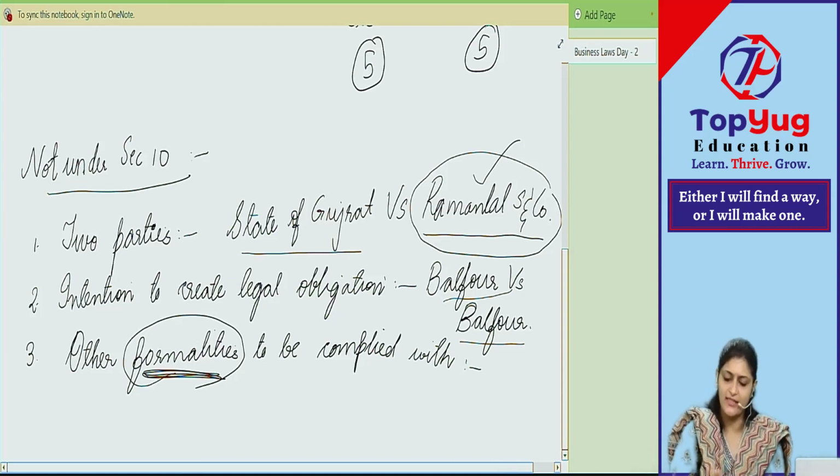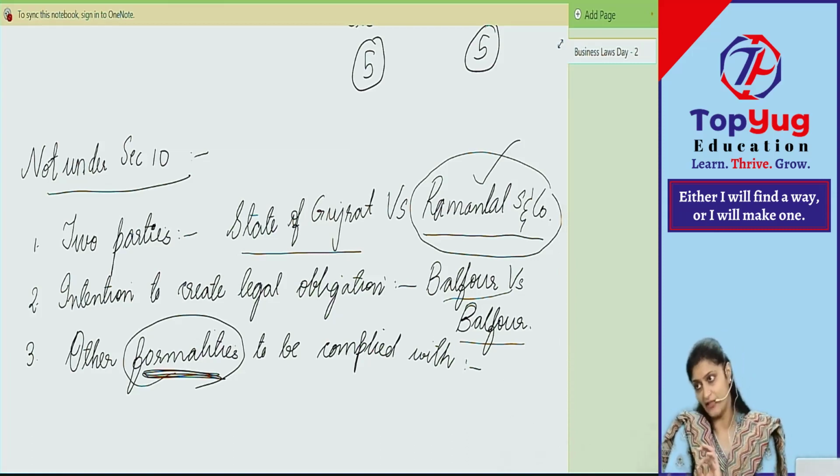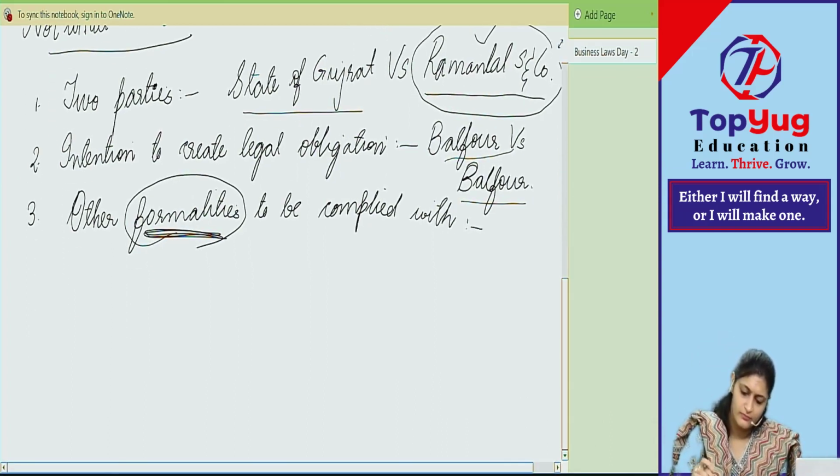So this is the point being told here: other legal formalities, if any. Why? Because it is not compulsory that all contracts will have legal formalities. If any are to be complied with, comply with them. If you're not complying with them, then is it a contract? It is not a contract. Clear with this? Third point also, everybody, yes or no? Okay. Fourth one.